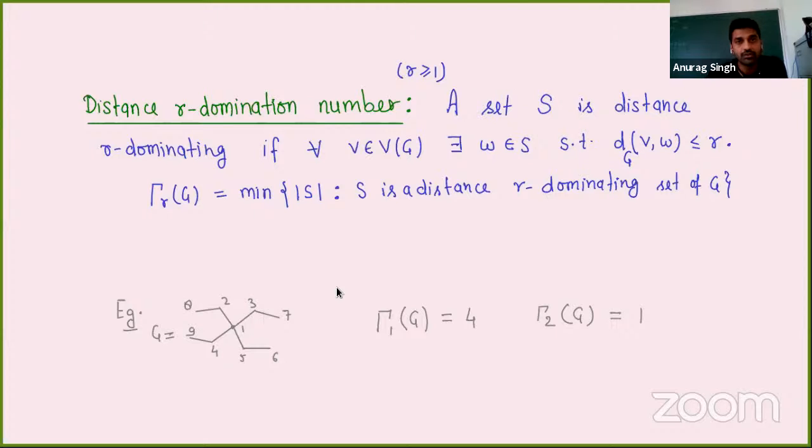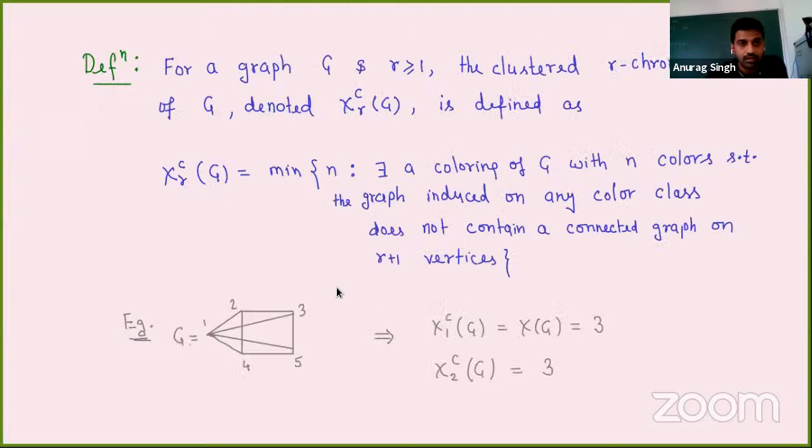And the generalization of the chromatic number that we have taken into account is the following, which is called the clustered r chromatic number of a graph. The clustered r chromatic number is defined as follows: the minimum n such that there exists a coloring of graph G with n colors with the property that the induced subgraph on any color class does not contain a connected graph on r plus 1 vertices. So when you restrict to a particular color class, all the connected components have cardinality at most r.